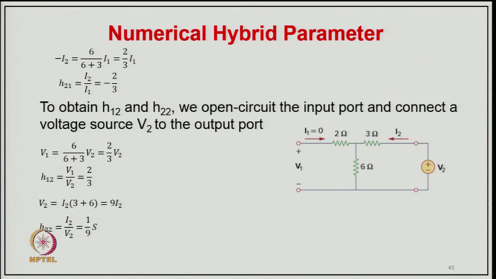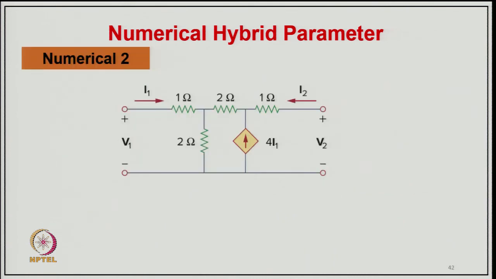So, we can say V1 will now be in terms of this, typically 6 divided by 6 plus 3, the current here, multiplied into V2, that is 2 by 3 V2, and H11 is nothing, H12 is nothing but V1 by V2, that is 2 by 3 from this equation. And now we can write in terms of V2 into I2, 3 plus 6, and that is 9 I2. So, we can say H22 is I2 by V2, that is 1 upon 9 Siemens.